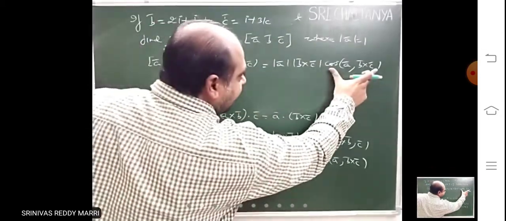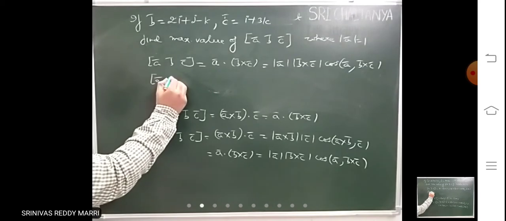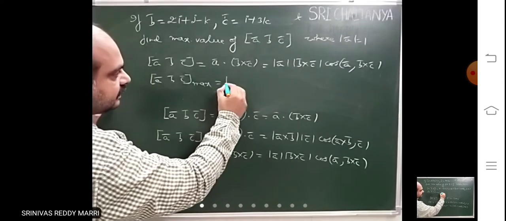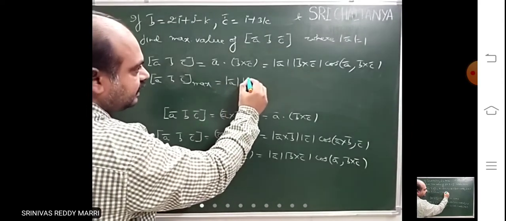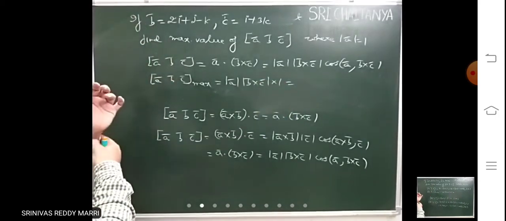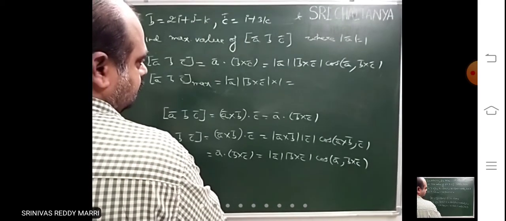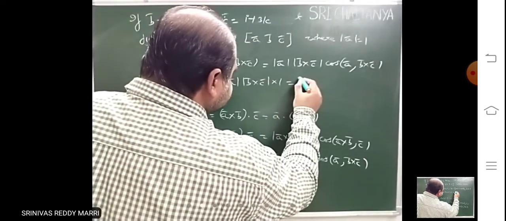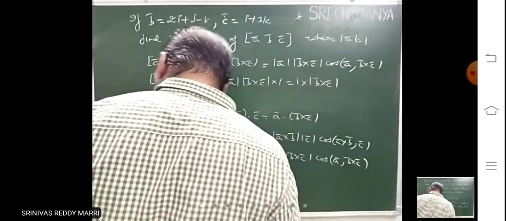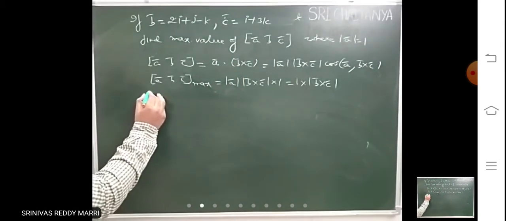Now look at this angle. Maximum you will get when this cosine is 1. That means the maximum is nothing but modulus A bar into that cosine, which is 1, so into 1. Therefore the maximum value is nothing but 1, given modulus A bar is 1, into modulus B bar cross C bar. That means you can find what modulus B cross C is.